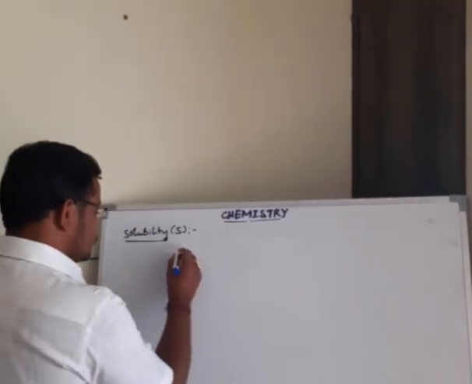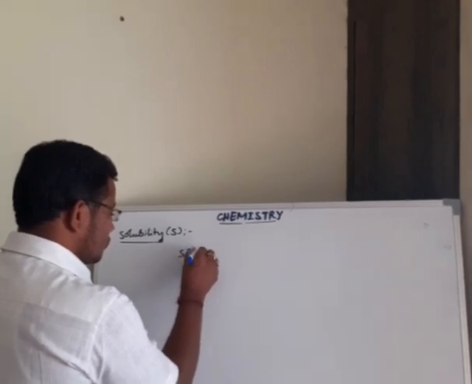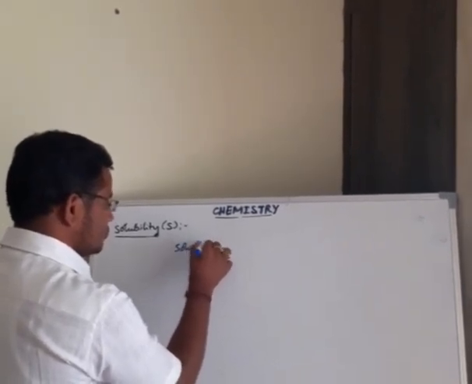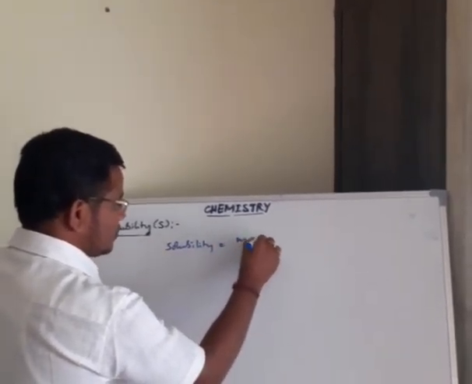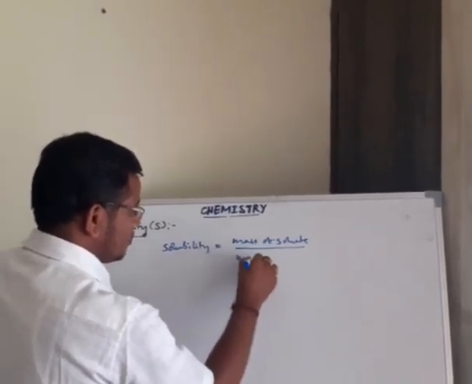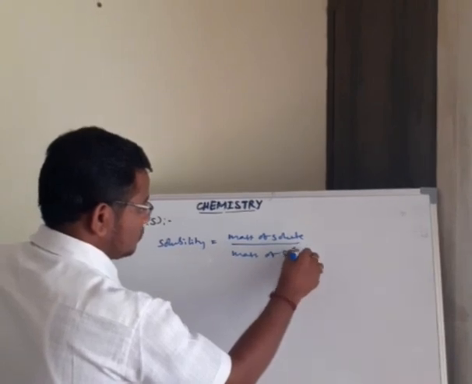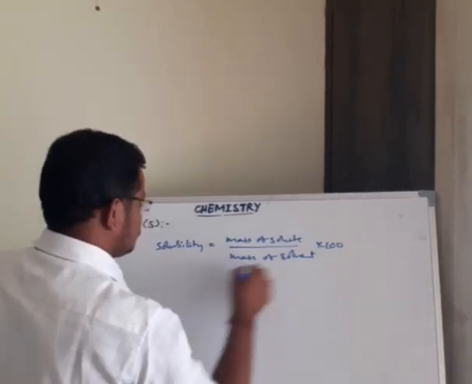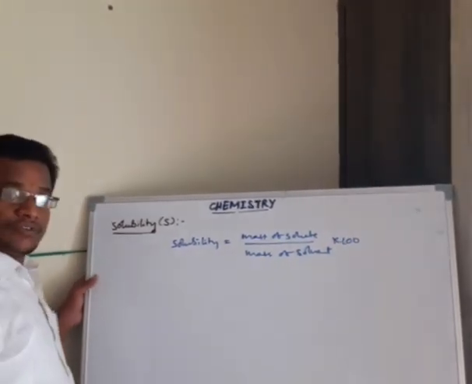So here is the solubility formula. The solubility is equal to mass of solute divided by mass of solvent into 100. So this is the solubility formula.